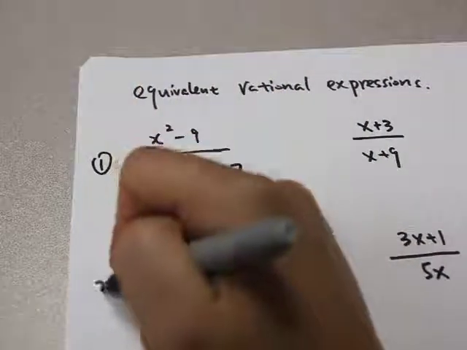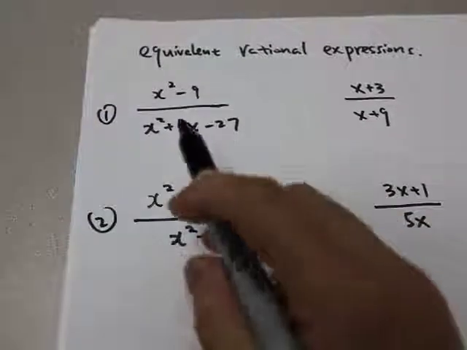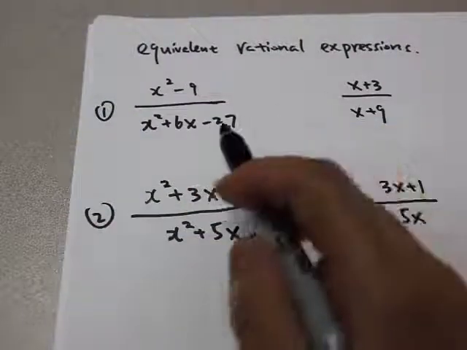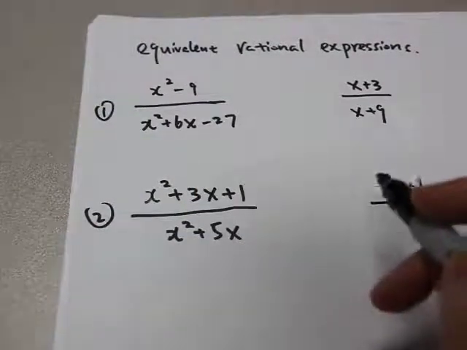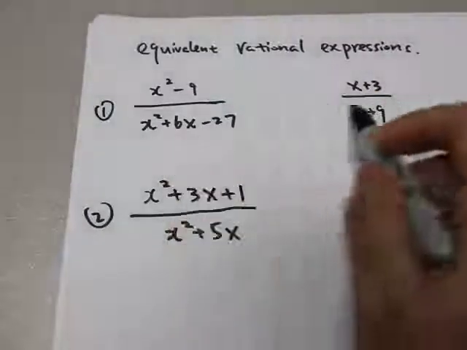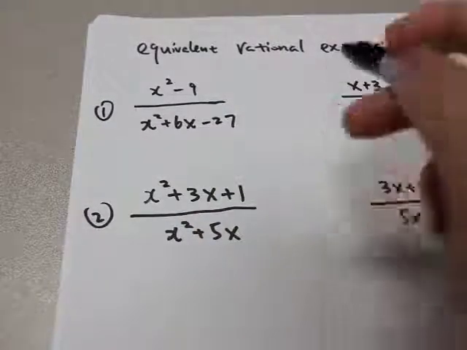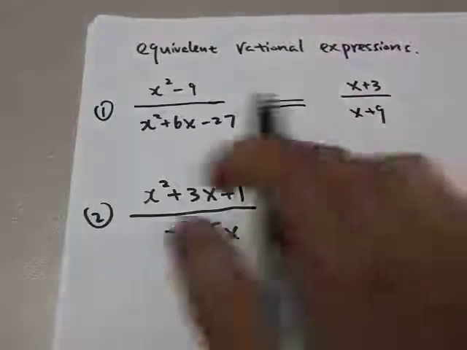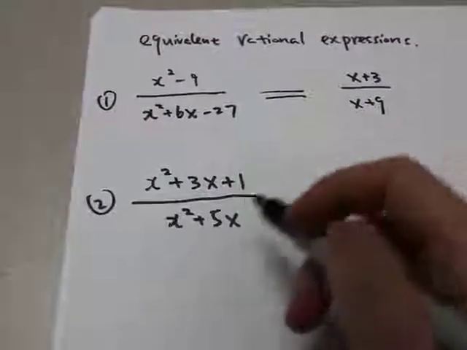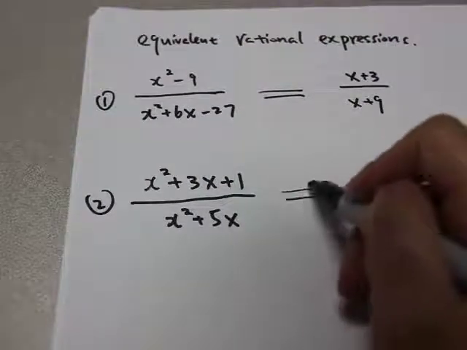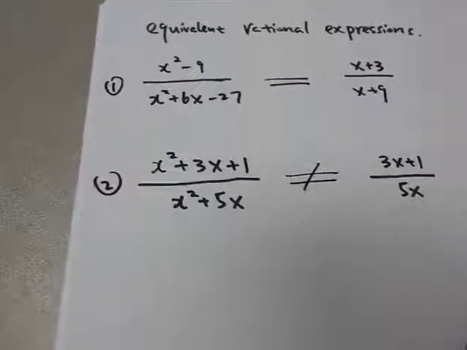So here, let me show you these two groups of rational expressions. The first two rational expressions are equivalent, so they are equal. And the second two are not equal, they are not equivalent. Let me show you why.